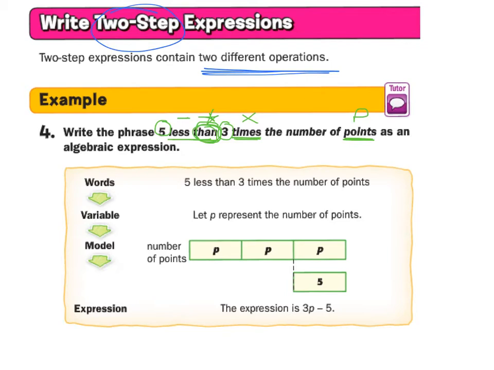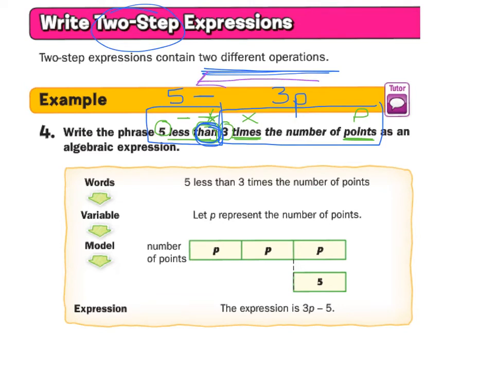So what are we going to take? Okay, we have kind of two chunks. We have the 5 less than, kind of goes together, and then we have 3 times the points. So we're going to put them together. We have 3p, which means 3 times p, and then we have 5 minus. But I have that special word than in here, so I know I have to write it from right to left this time. So it's going to be 3p subtract 5.